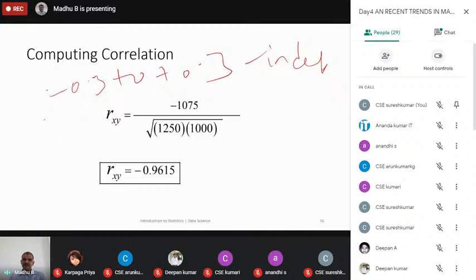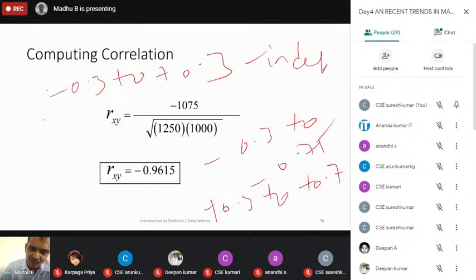The third scenario is where the value lies between minus 0.3 to minus 0.75 or plus 0.3 to plus 0.75. This is the case where it is weakly correlated. If they are independent, happily you can use them in your data set. If they are highly correlated, I don't want to use them in the data set. I can eliminate one of them using one of the feature reduction techniques.